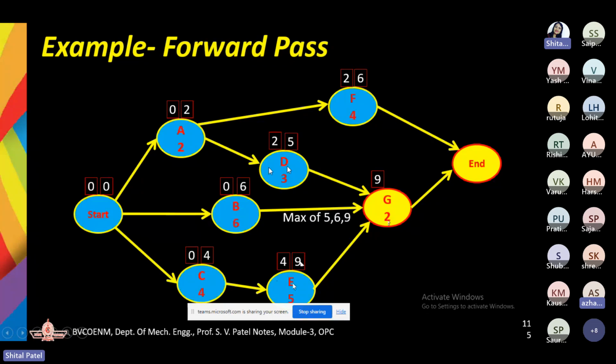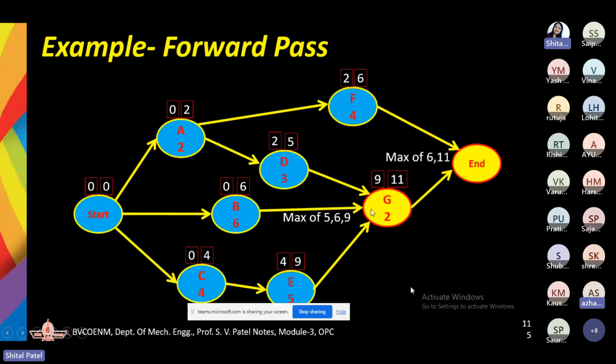So the maximum time of either of these, whatever is having the maximum, is going to be your earliest start time for activity D. So what is the earliest finish time? That is going to be your 9 plus 2, which is 11. So your whole project is getting completed in how many days again?